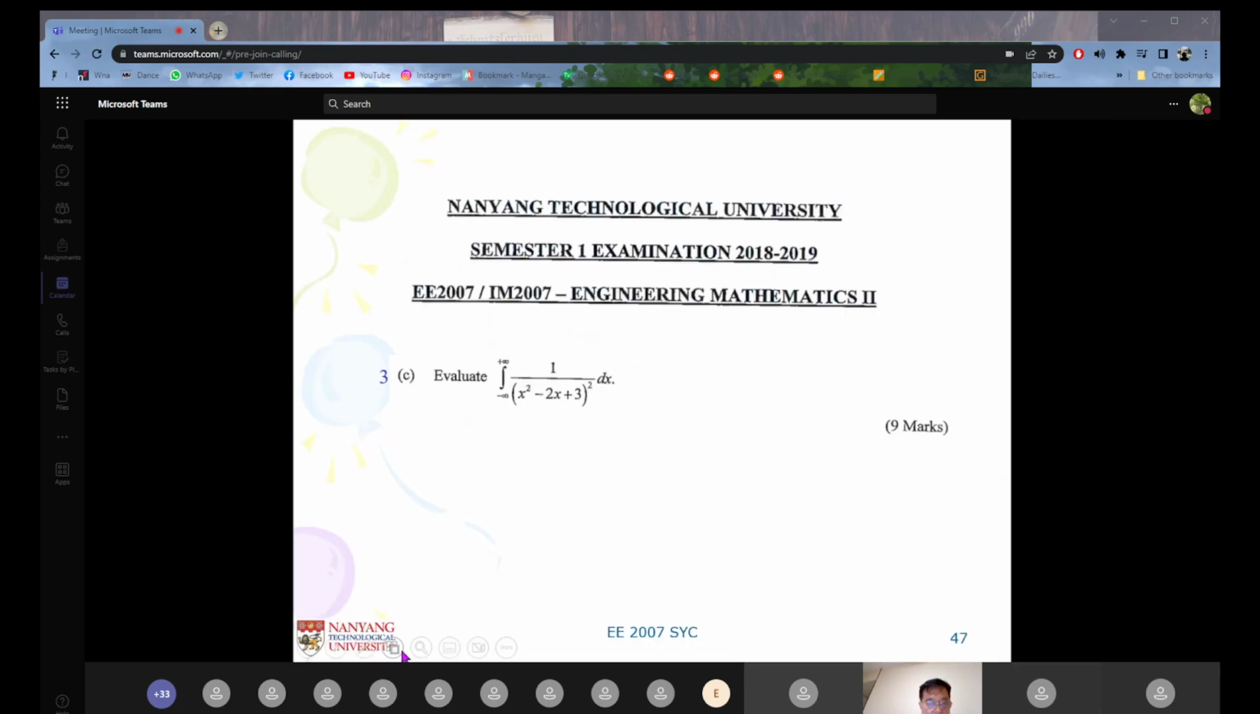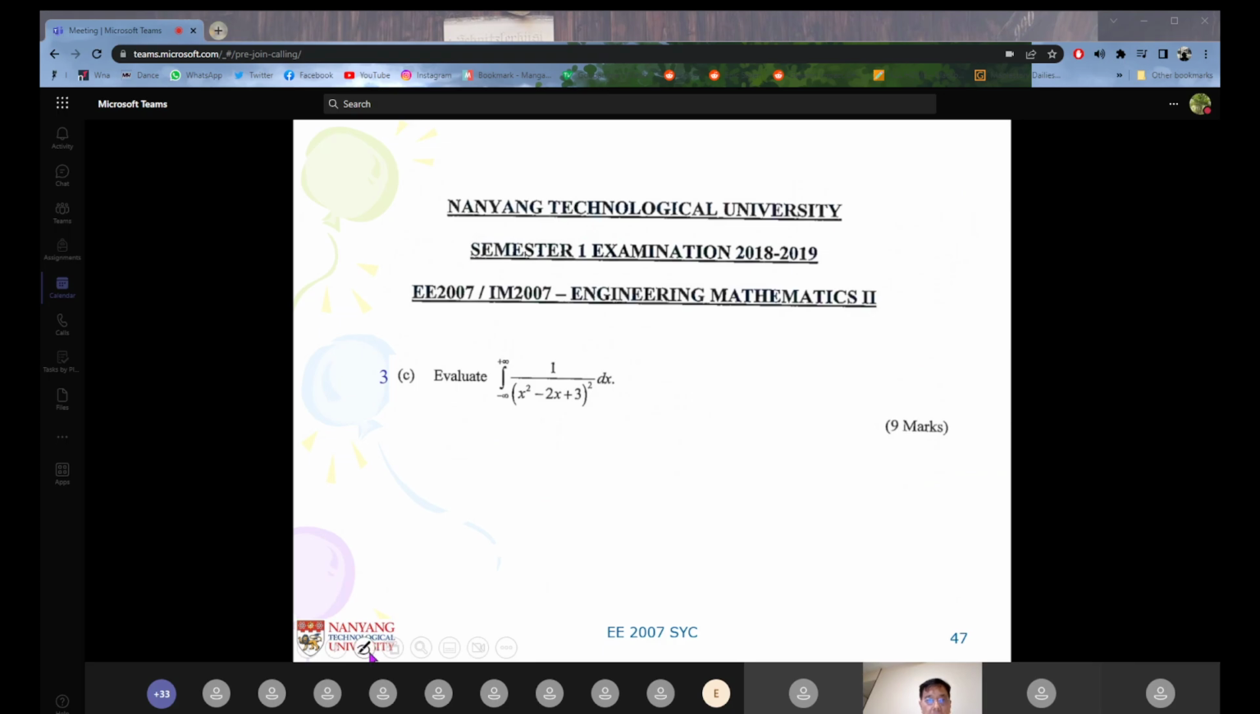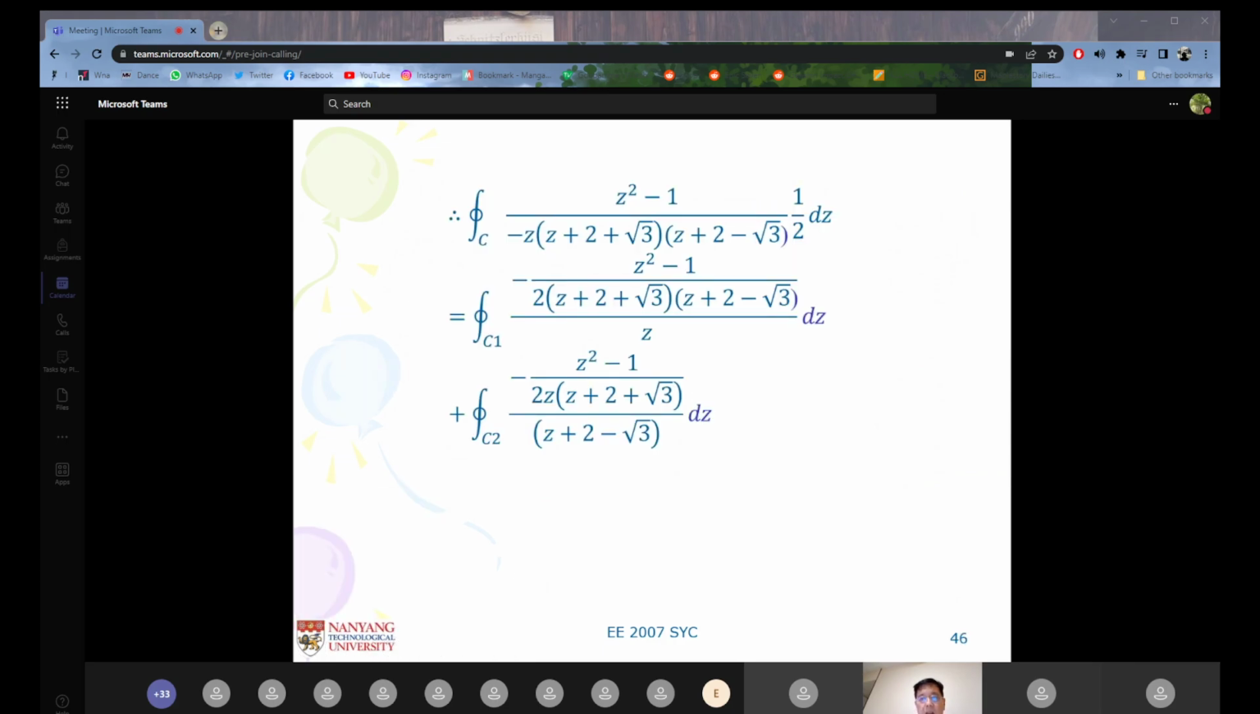Hey, how come the eraser function disappeared? Funny. Hey, the eraser function disappeared. Okay, never mind.